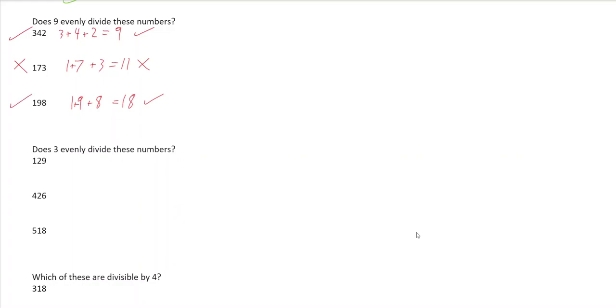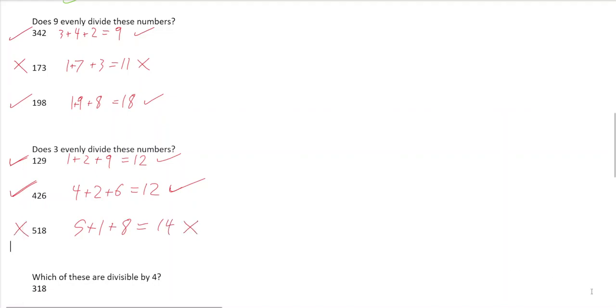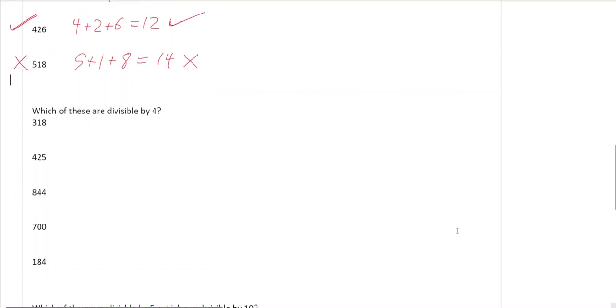Continuing on to the next one, we'll do the same sort of thing. We get 12, which is divisible by 3. We get 12, which is also the same thing, so it's divisible by 3. We get 5 plus 1 plus 8, we get 9, 14, which is not divisible by 3, so that one's not included.